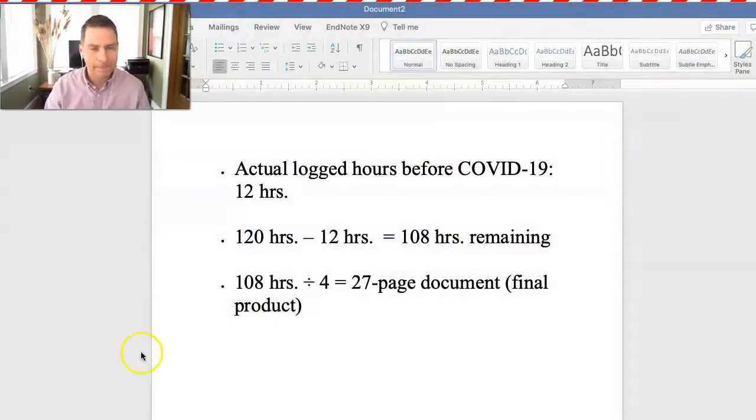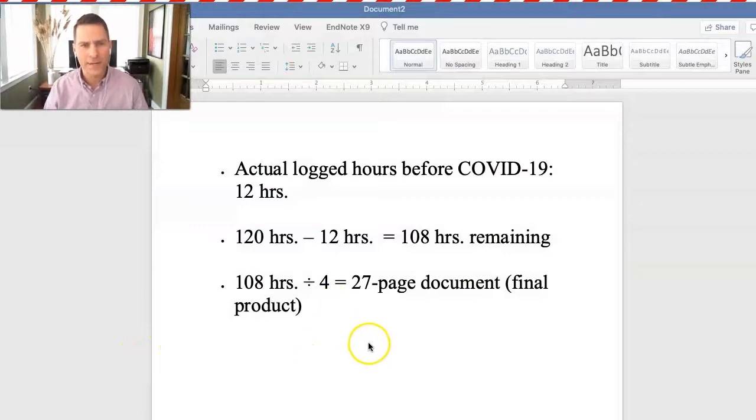But let me go ahead and show you the calculations for the number of pages required. If you remember, the formula is that one page of a white paper, which we'll go over some examples of what it should look like, equals 4 hours of work. Okay, so let's take a look at the calculations with that.